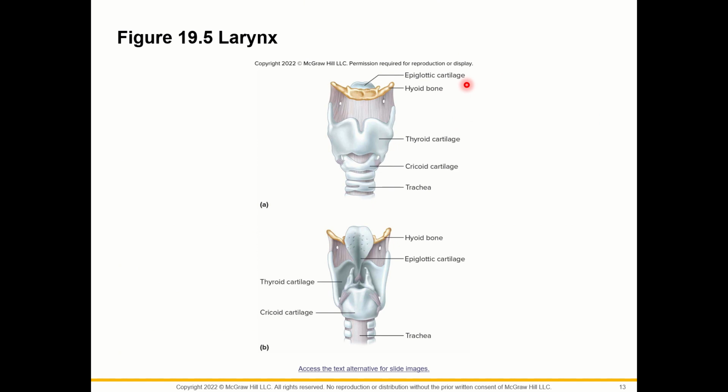All right, so here we see the epiglottic cartilage, the thyroid cartilage, and the cricoid cartilage.